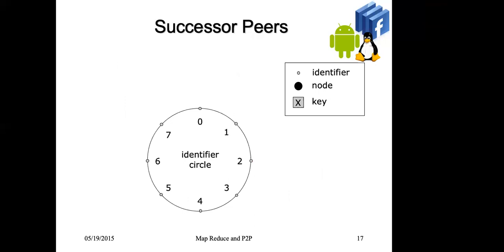So conceptually, a Chord ring is a circle where the number of nodes on the circle is a power of 2. Here is an example, it's very simple. I only have 2 to the 3, only 8 nodes, but this could easily become 2 to the 16 or 2 to the 128 to have a huge ring. So from the topology, this is what we call an identifier circle.